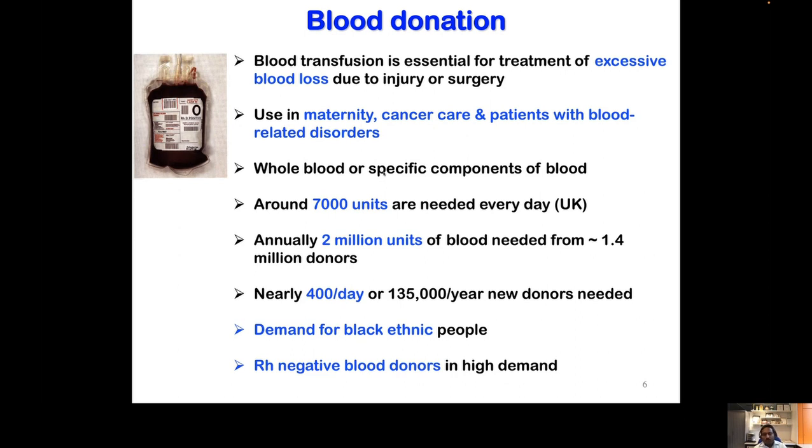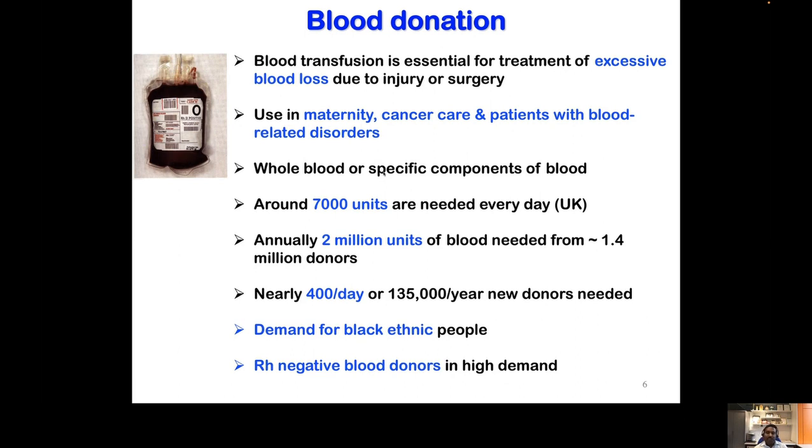So annually, we need around 2 million units of blood, or 2 million pints of blood, and the NHS and the blood collection people or blood donation campaign people are collecting this blood from around 1.4 million donors every year. Okay, so in short, we need around 400 new donors every single day, or 135,000 new blood donors every year, in order to replace the donors who cannot give blood anymore.